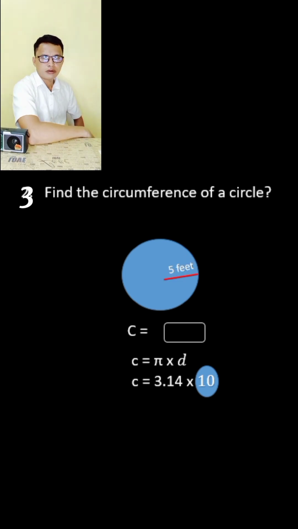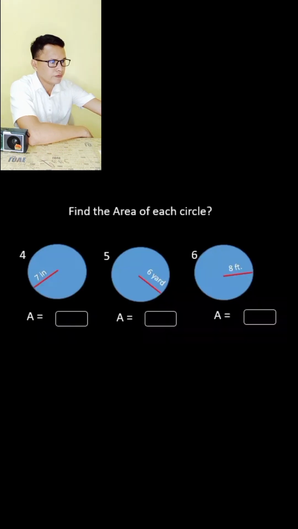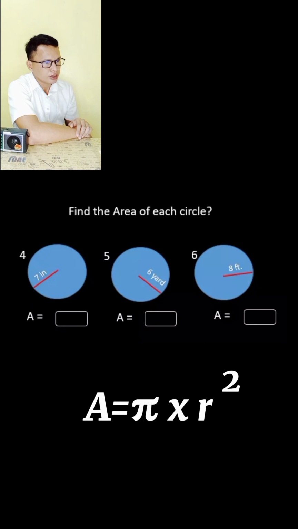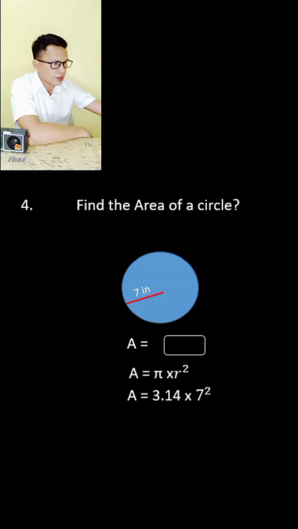Next, the radius is 5 feet, twice of it is 10. So 3.14 times 10 is 31.4 feet. For numbers 4 to 6, let's find the area of each circle. The formula that we're going to use is A equals pi times r squared. For number 4, 3.14 times 7 inches squared.